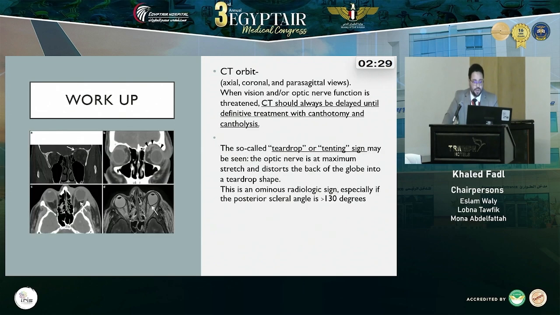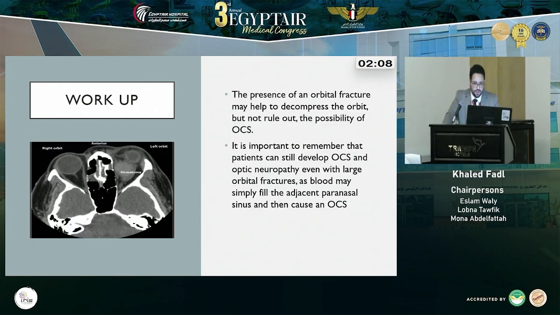We do CT orbits, but sometimes it should be delayed until definitive treatment with canthotomy and cantholysis is done. On the radiology, we see the teardrop tenting sign on the back of the globe, which is an ominous radiological sign, especially if the posterior scleral angle is more than 130 degrees.